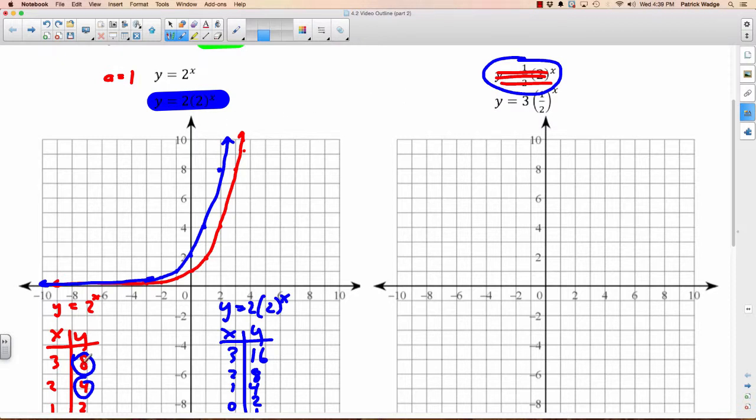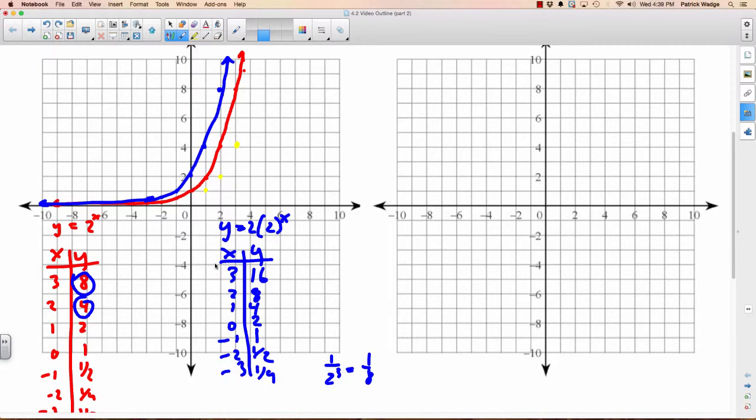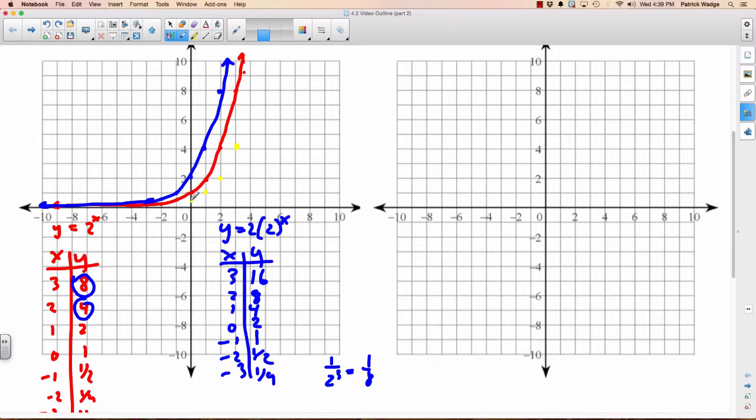So you're getting these same values, this 8, this 4, this 2, but then you multiply them by a half. So it wouldn't be 3, 8, it would be 3, 4. It wouldn't be 2, 4, it would be 2, 2. It wouldn't be 1, 2, it would be 1, 1. It wouldn't be 0, 1, it would be 0 and a half. And then it would come down like this again, and it would go up here.